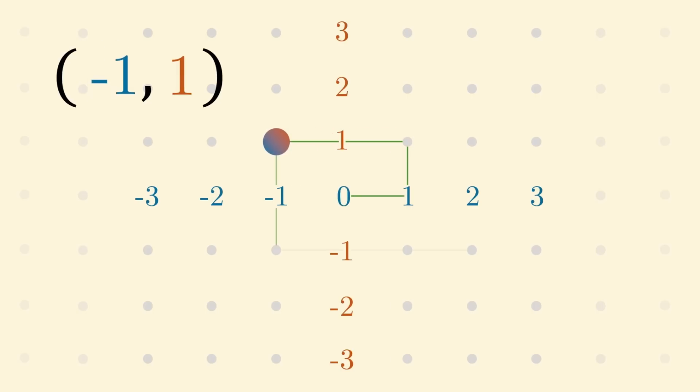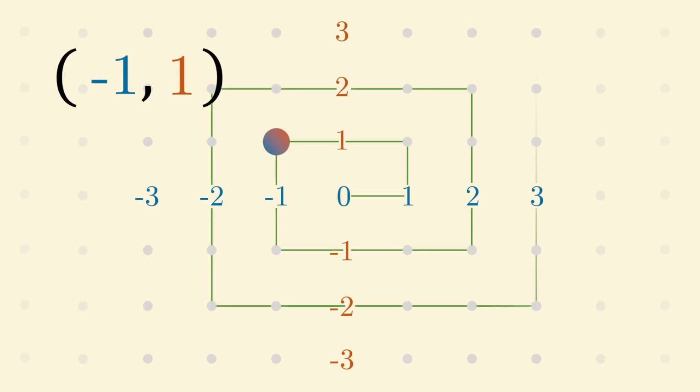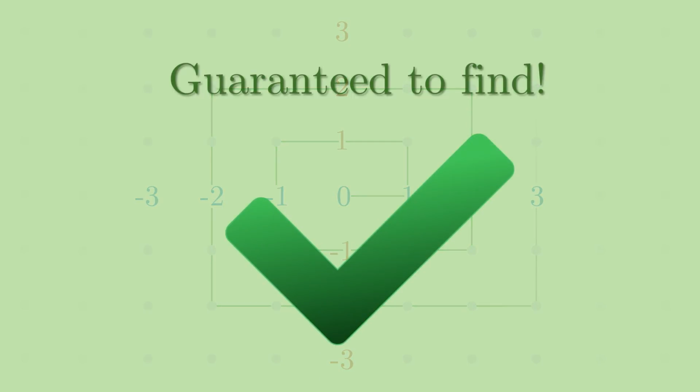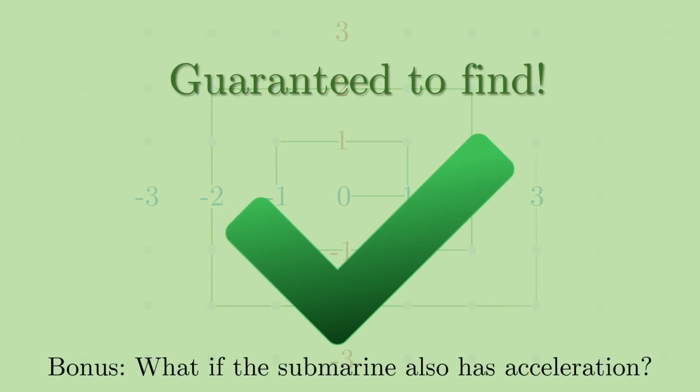It's just a spiral growing outwards. We will again pass through all possible pairs. So we again did it. We managed to find the submarine. I'll share a third beautiful method in the comments, and maybe you have your own.